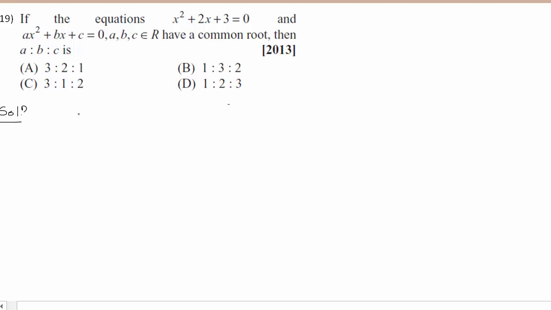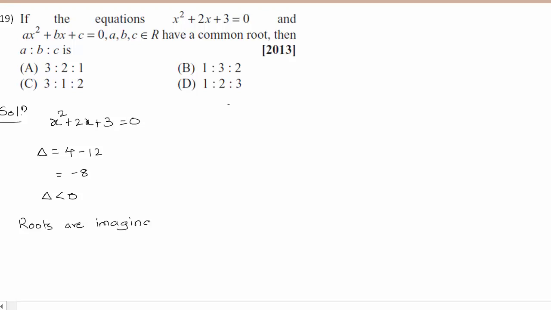There are two equations having a common root. Let's have this equation first because it is completely known. For this equation, discriminant delta is b square minus 4ac, that is minus 8. Oh, it is negative. Delta is negative means roots are imaginary.